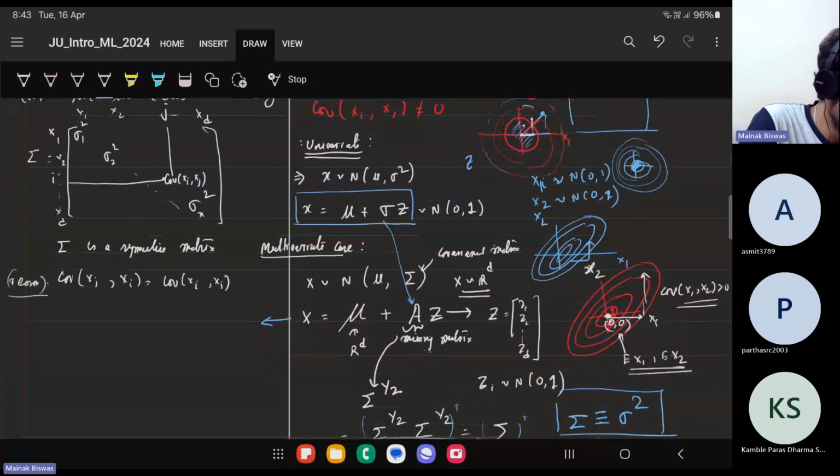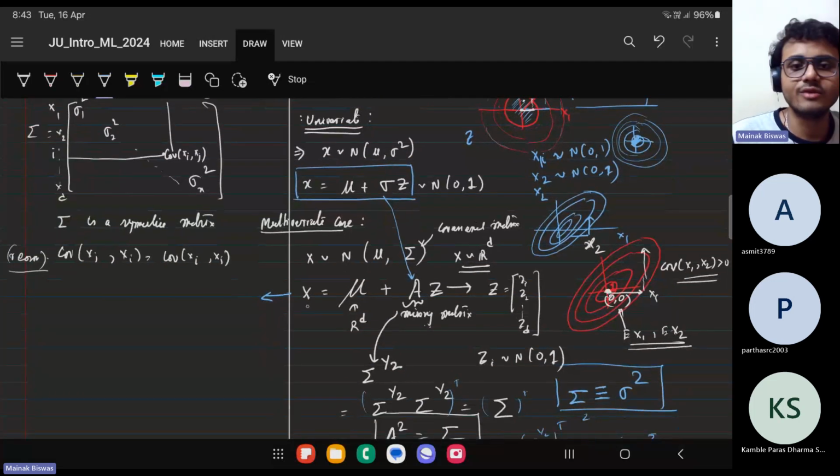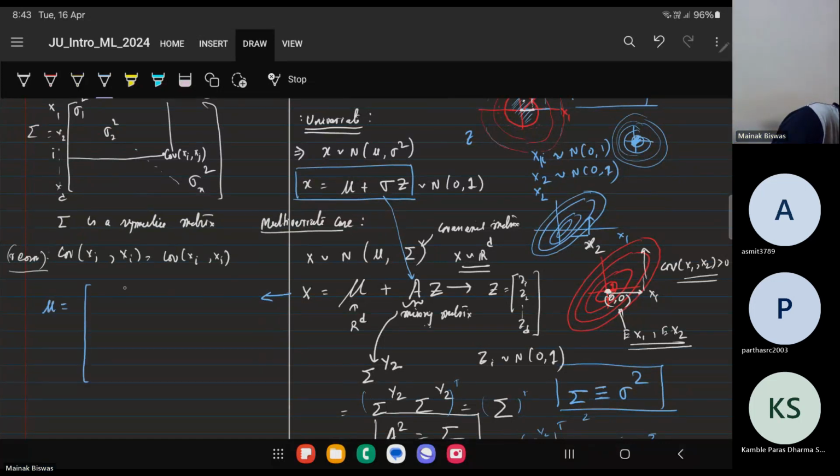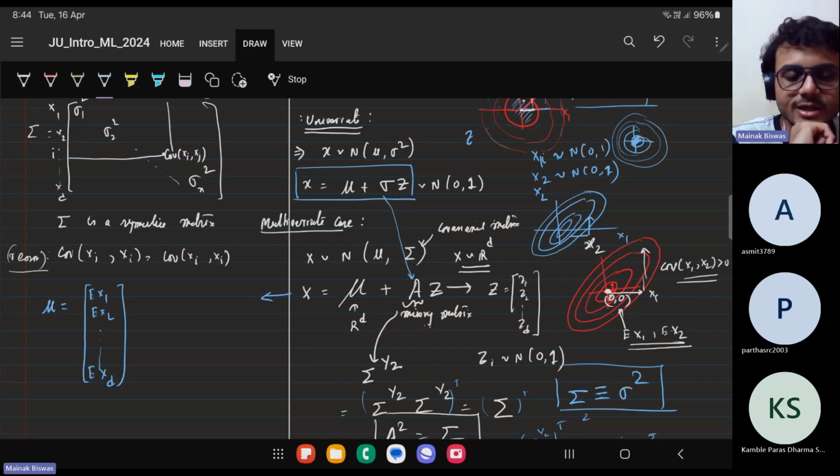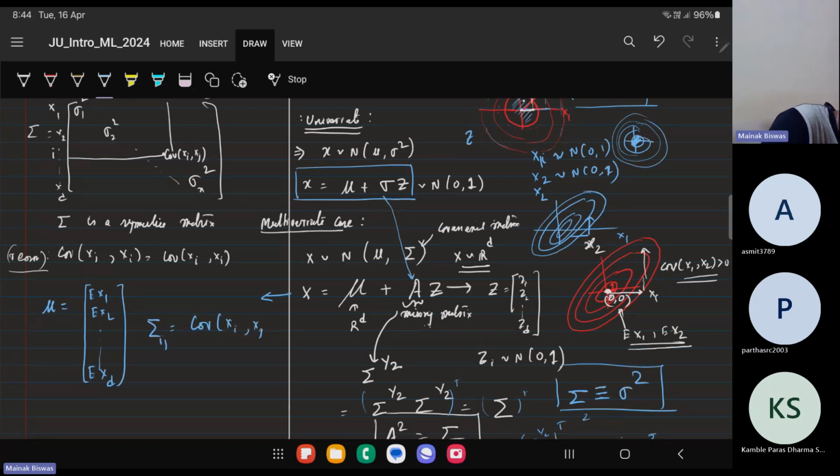So any normal mu, sigma can be written as mu plus sigma Z. So what is mu? This is the expected value of x1, expected value of x2, up to expected value of xd. They're all individually random variables, yes or no? Mu is the expected value of all these numbers. And sigma is the covariance matrix. So sigma ij will be the covariance of xi, xj, right? Is it clear?